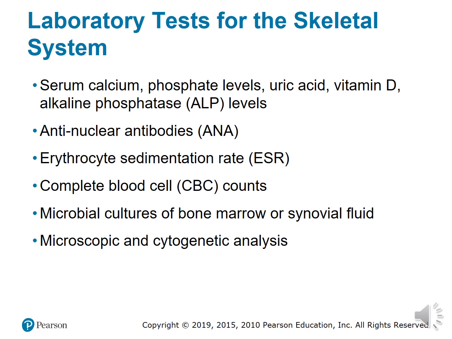Laboratory tests for the skeletal system: serum calcium, phosphate levels, uric acid, vitamin D, alkaline phosphatase levels, antinuclear antibodies, erythrocyte sedimentation rate, complete blood cell count, microbial cultures of blood, bone marrow, and synovial fluid, and microscopic cytogenetic analysis. These are all tests that can be done on a clinical level to determine if something is wrong in the skeletal system.